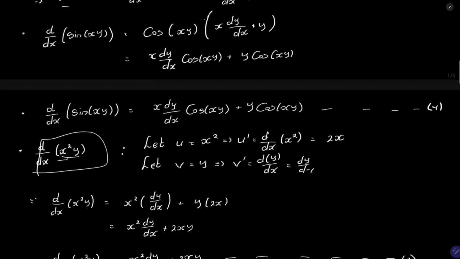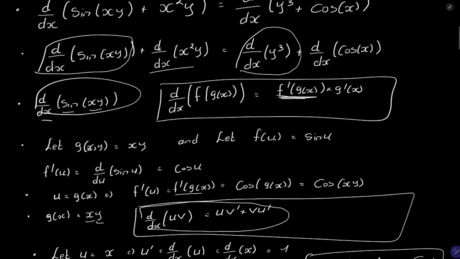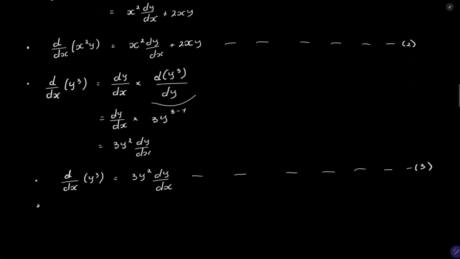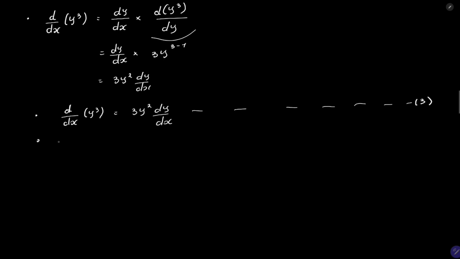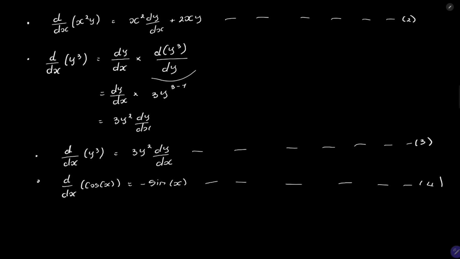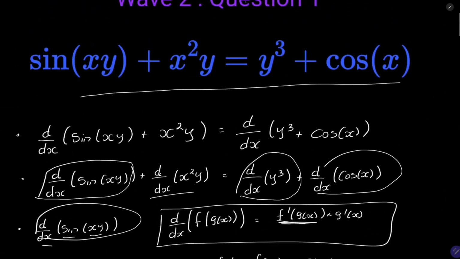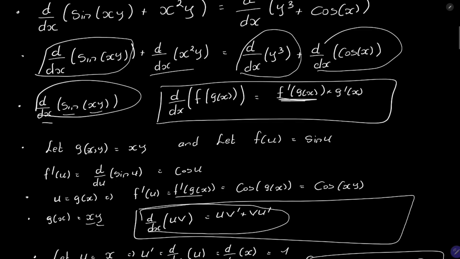Let's move on to the fourth term of our equation. This fourth term tells us to differentiate the function cos x. Recalling the derivative of trigonometric functions, we recall that the derivative with respect to x of the function cos x gives us negative sine x. We call this our equation 4. So we have already determined our 4 different terms. All that is remaining for us to do is to substitute these different terms in our general equation.